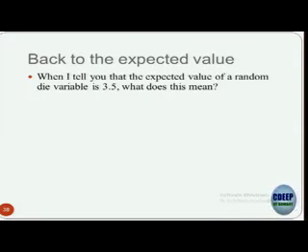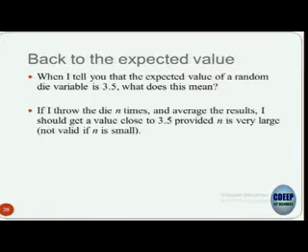So when I tell you that the expected value of a random variable, when I throw a die, is 3.5, what does that mean? It means the following. If I throw the die some n times and I average the results, I should get a value close to 3.5, provided that n is large. This is not valid for very small values of n.